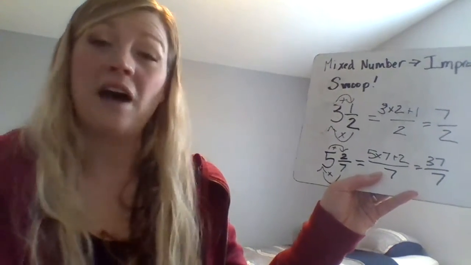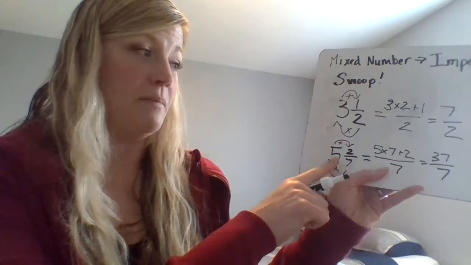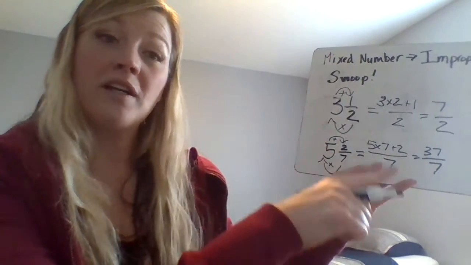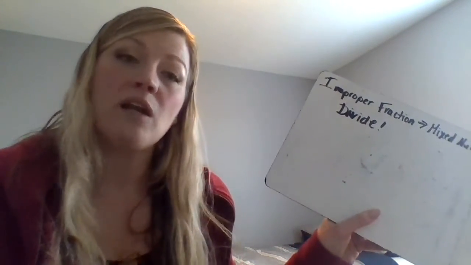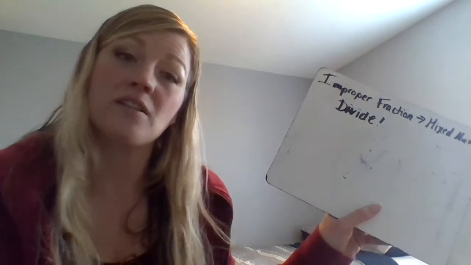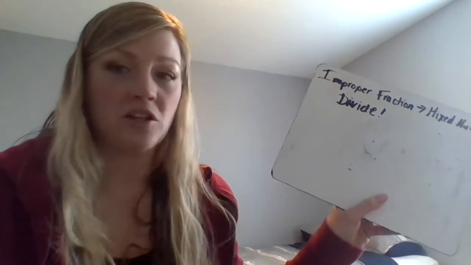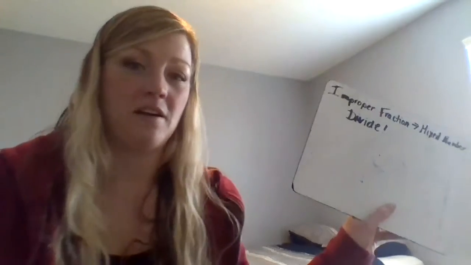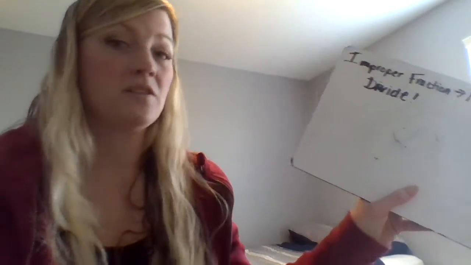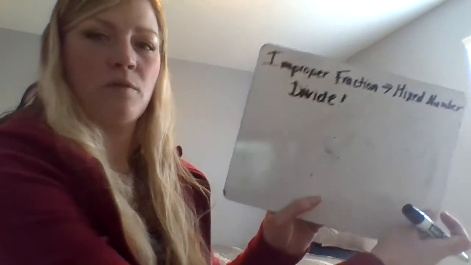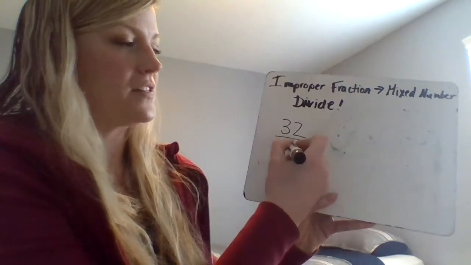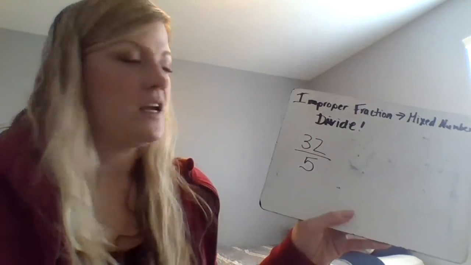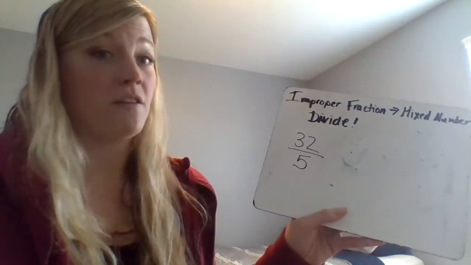Okay, now we're going to do the opposite. Instead of going from a mixed number to an improper fraction, we're going to take an improper fraction and turn it into a mixed number. And how do we do that? We simply divide. We see how many whole times the bottom number fits in, and that's our whole number. And then the remainder, how much is left, that's going to be the fraction part of the mixed number. So let's start with the improper fraction 32 fifths. And all we need to do is divide 32 by 5.